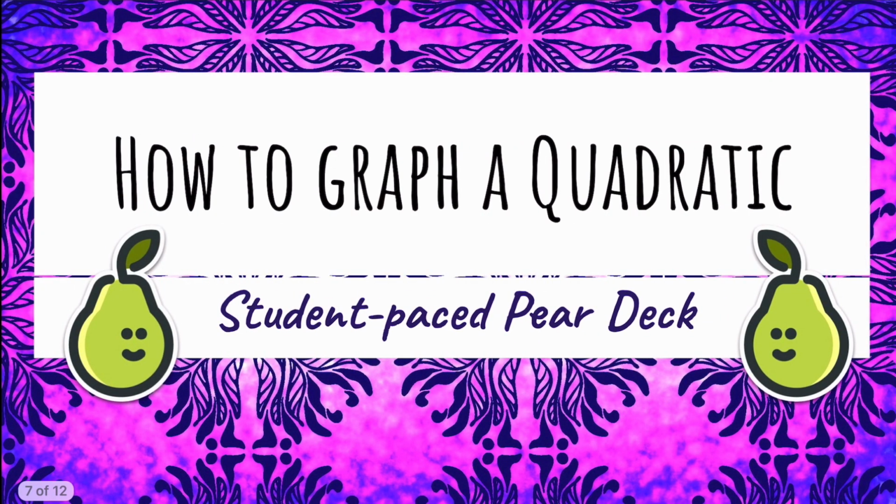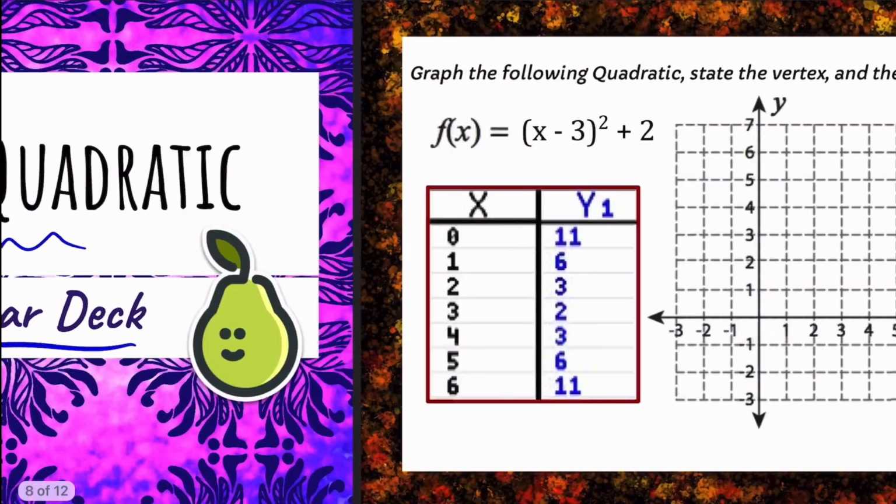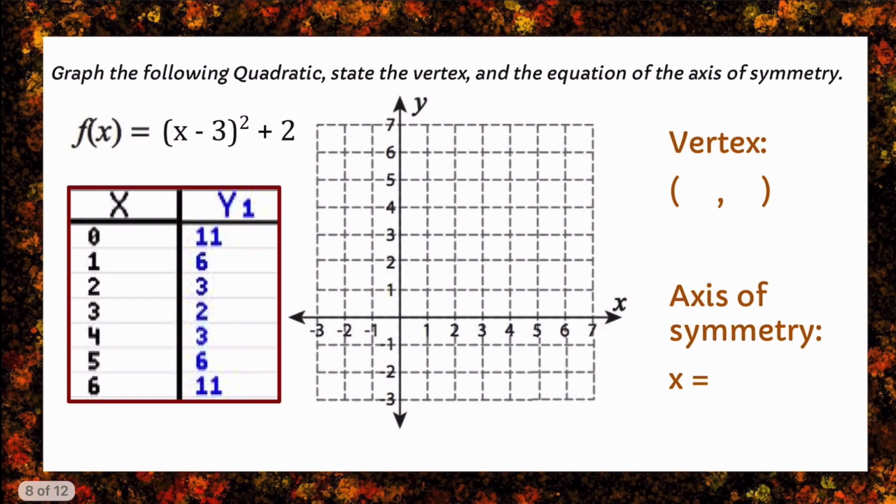Okay, so now I'm going to assign you a student paced Pear Deck. That means you're going to be able to do some drawing on the screen. You can use your iPhone or Android or computer, whatever you have, and you're going to be able to graph. So I'm going to show you how to do the first one. So you'll have a nice sample there. So you might have a slide that looks like this. It's going to ask you to graph the quadratic, state the vertex, and the equation of the axis of symmetry.